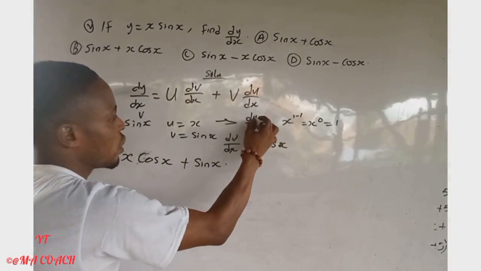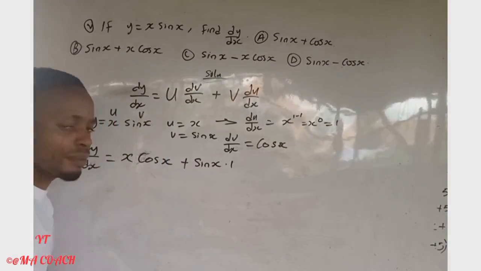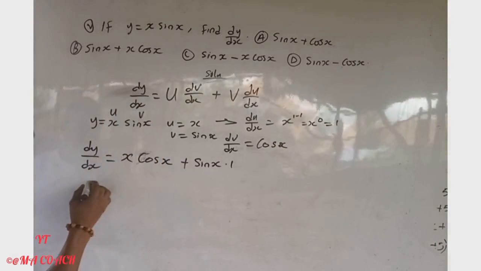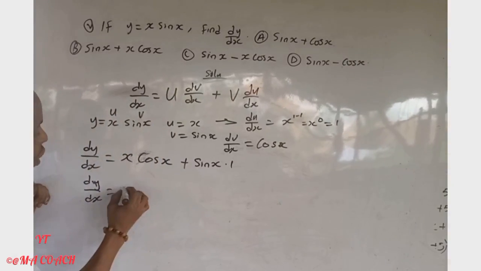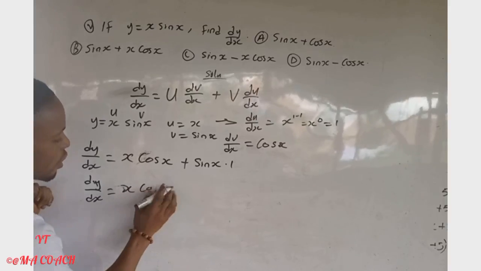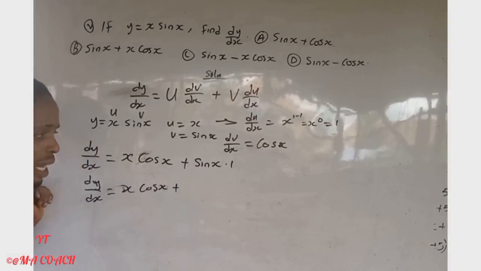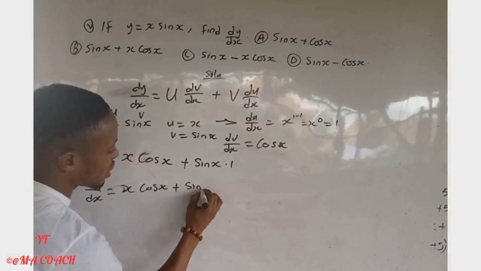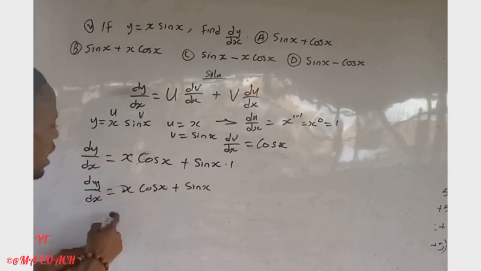So our du/ds is equal to 1. So let's multiply by what? 1. Okay. In this place now, our dy/ds is equal to, we have s cos s. We have s cos s plus 1 times this, 1 times sine s. That gives us sine s. So our answer for dy/ds is equal to what?